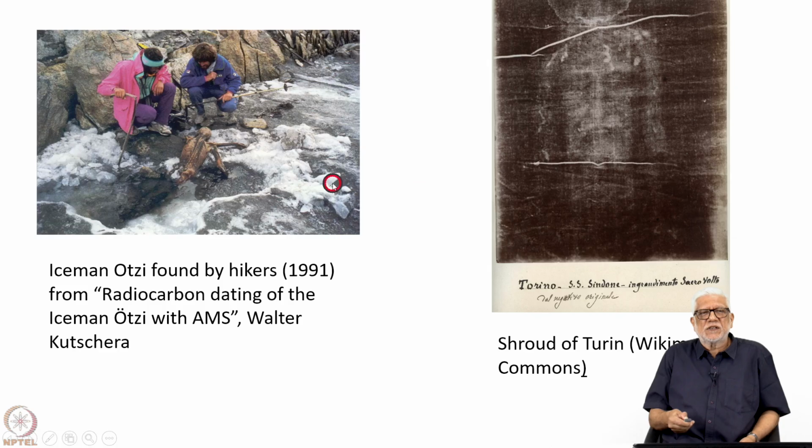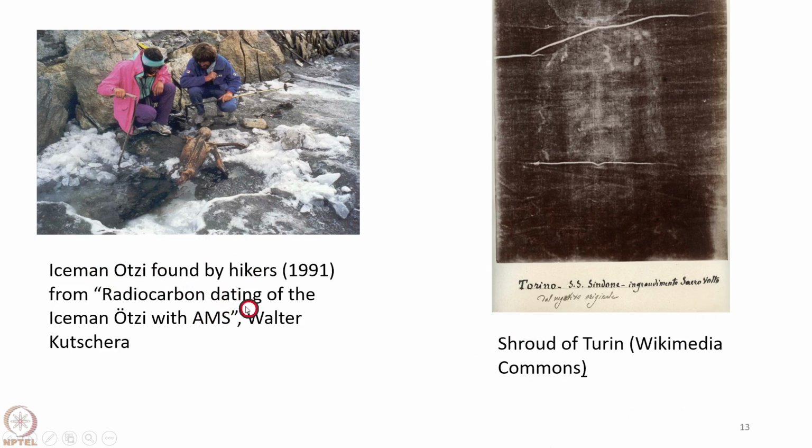So, these are just pictures. This body was found in the Alps, very close to the Switzerland-Italy border, and this work, radiocarbon dating of Iceman Otzi, was done in 1991. A lot of detailed work has been done, not just dating the sample, but also on what was found inside the body, the food, the other things that he was using, and so on. In fact, there is a museum dedicated to this Iceman Otzi, I think in Italy.